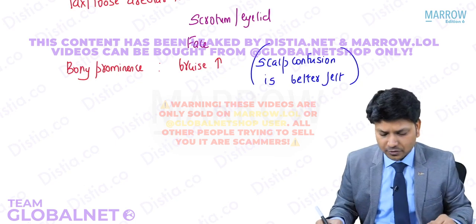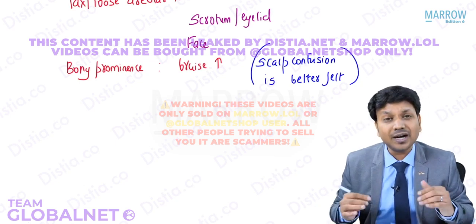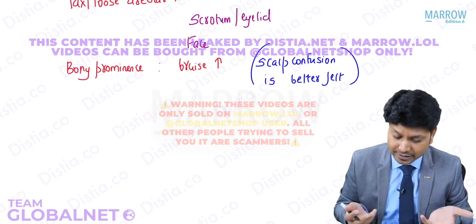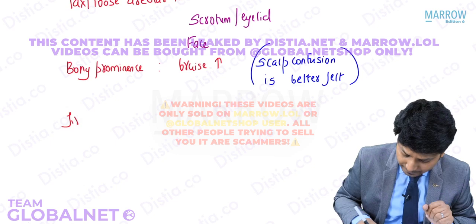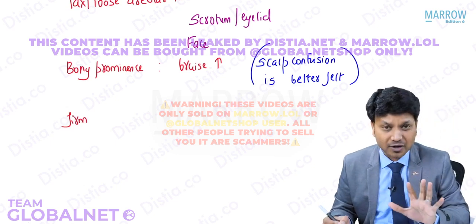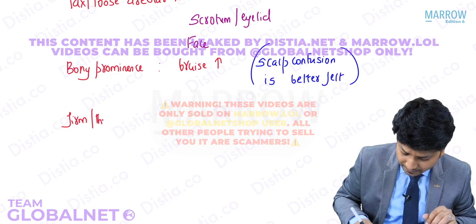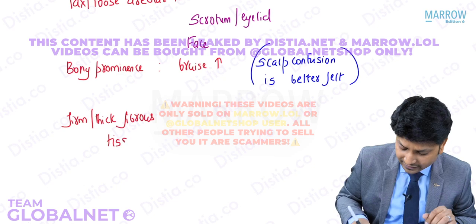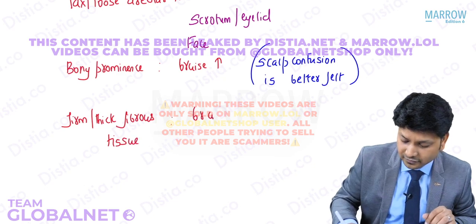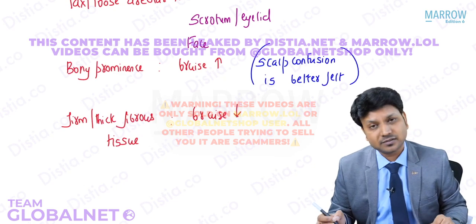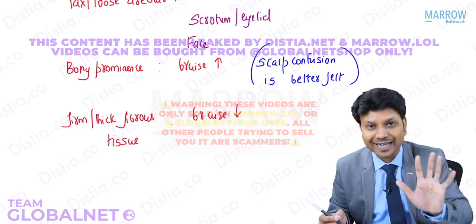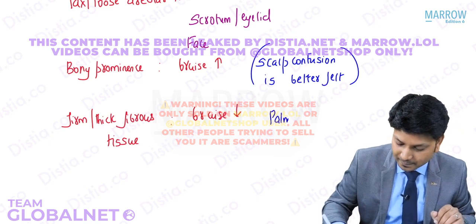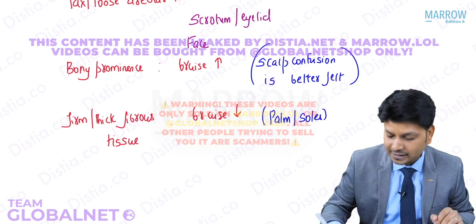Then, I told you, loose areolar tissue and the bony prominences. If it is loose areolar tissue, the bruising will be more. What if it is exactly opposite? If the tissue is so firm, if the skin is so firm, thick fibrous tissue, the bruising will be very, very less. With a given force, the bruising will be very less. What is the example? I've already given you the hint. Palm and the soles, right? Bruising will be less.